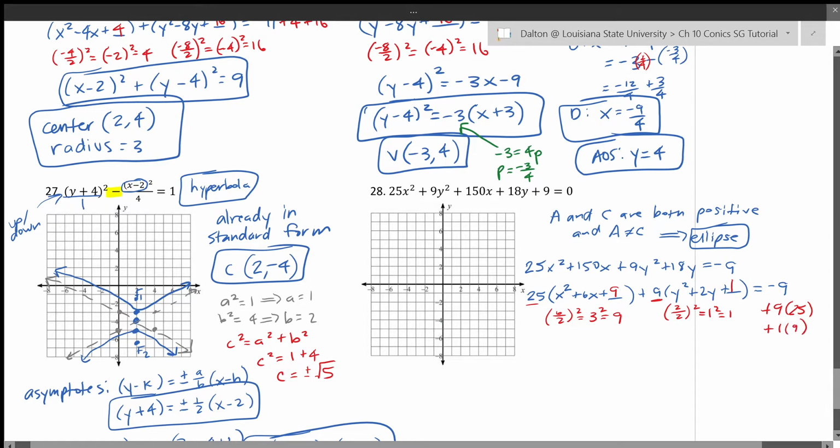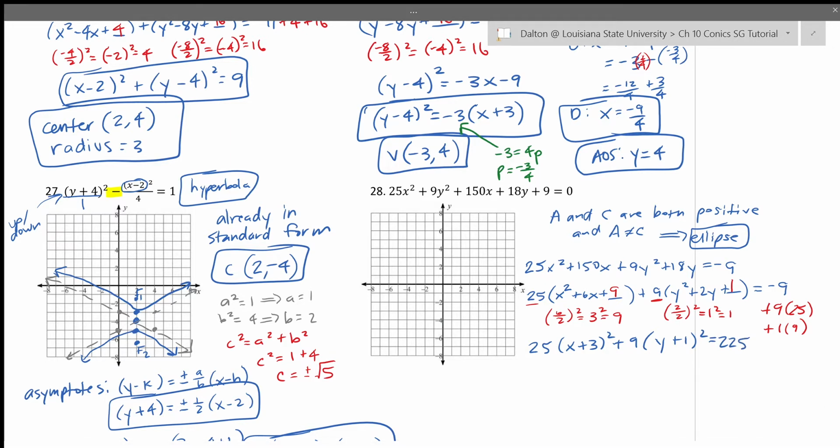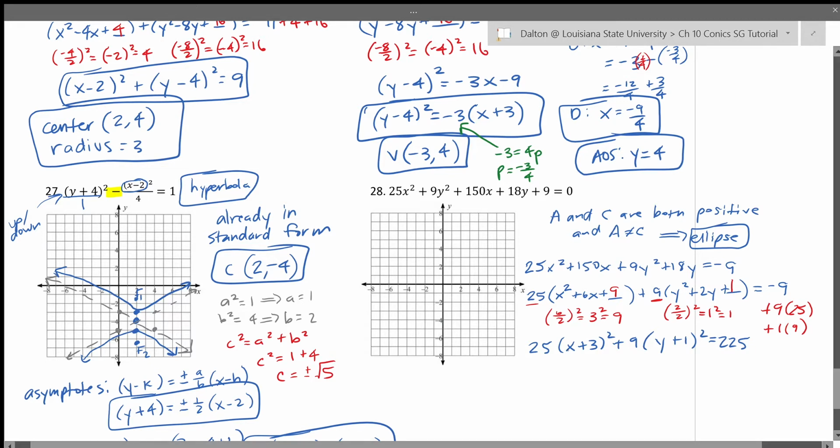When we do that and we actually finish completing the square, your coefficient is still 25, but the trinomial can now be written as x plus 3 squared plus 9 times y plus 1 squared is equal to, let's see, negative 9 plus 9, this is going to be 0, and then 9 times 25 is just 225. Now, this is the equation of an ellipse. We know that all ellipses have to equal 1. So in order for that to happen, I need to divide everything by 225. And then simplify these fractions.